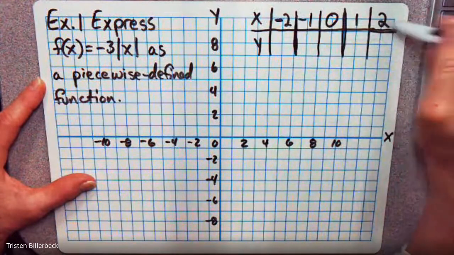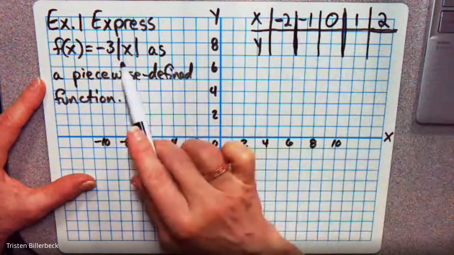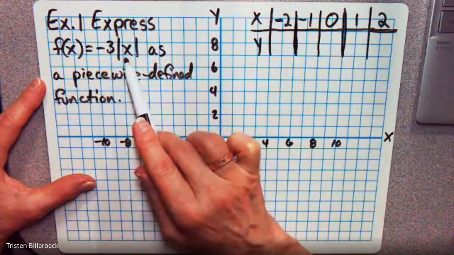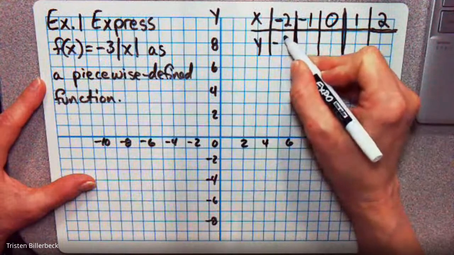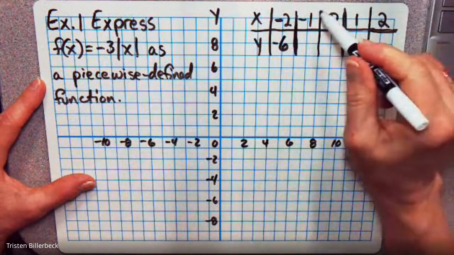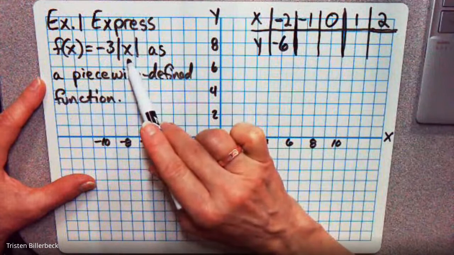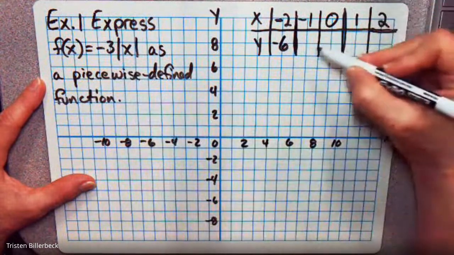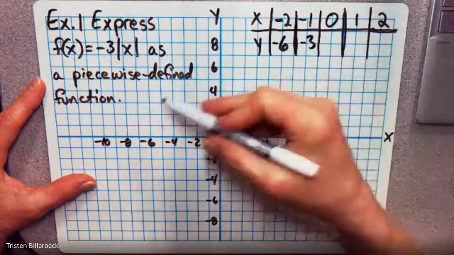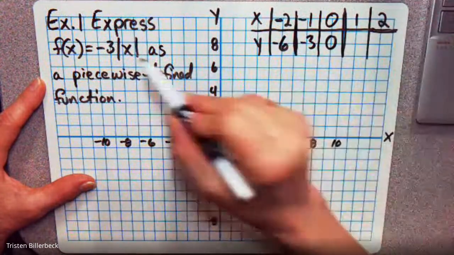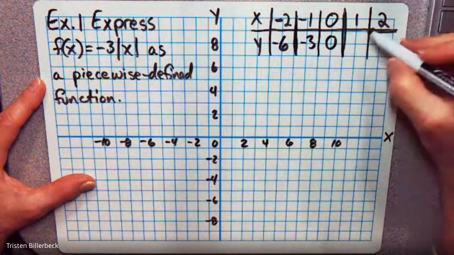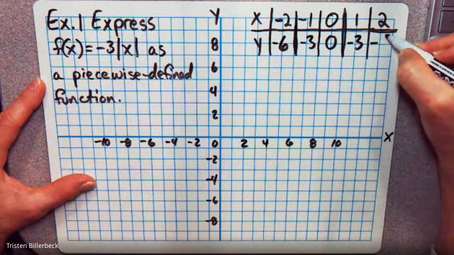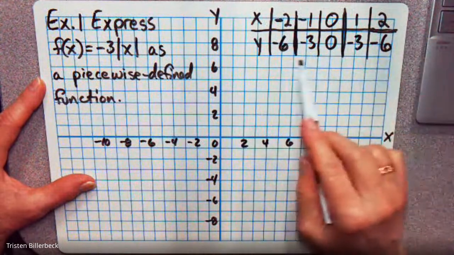So we're going to input those values. The absolute value of -2 is 2. -3 times 2 is -6. Then we put the absolute value of -1. We have 1. So -3 times 1 is -3. 0 is just going to be 0. The absolute value of 1 is 1. So -3 times 1 is -3. And we can see that this is just going to be a reflection.